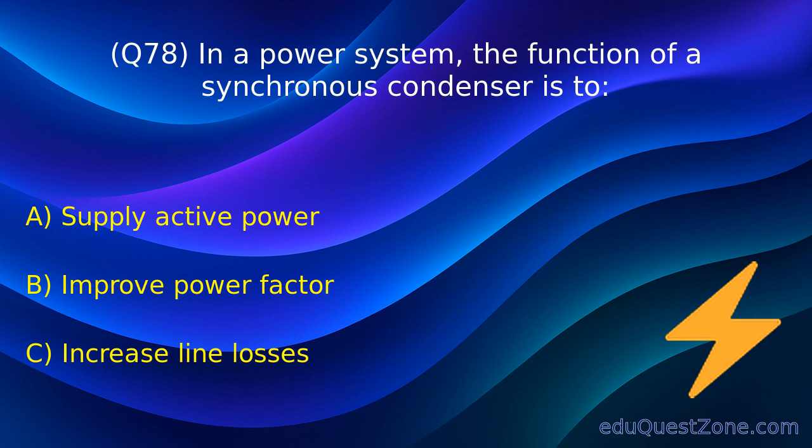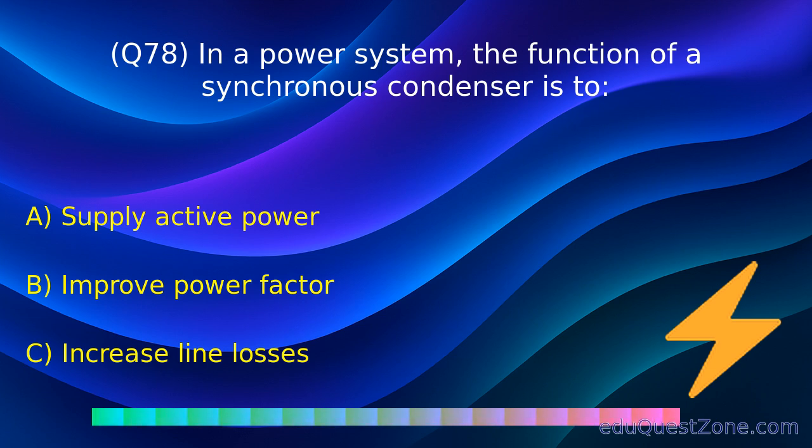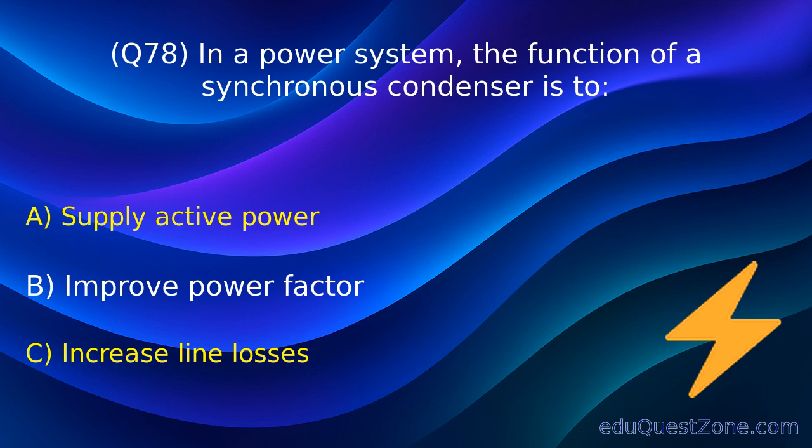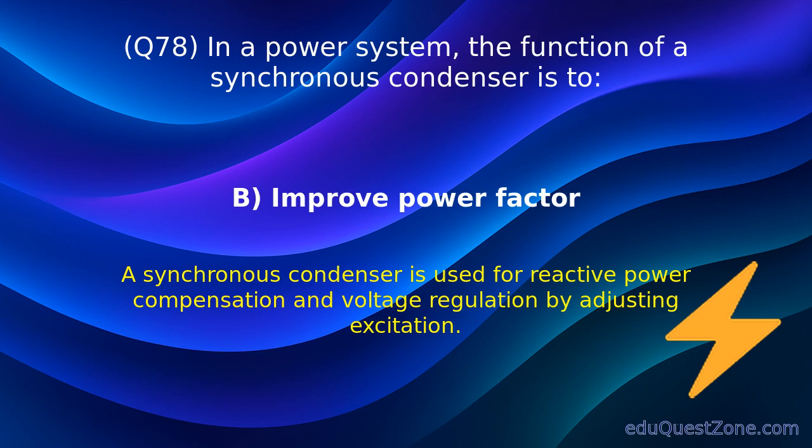Question 78. In a power system, the function of a synchronous condenser is to. The correct answer is B, improve power factor. A synchronous condenser provides reactive power and improves voltage regulation.